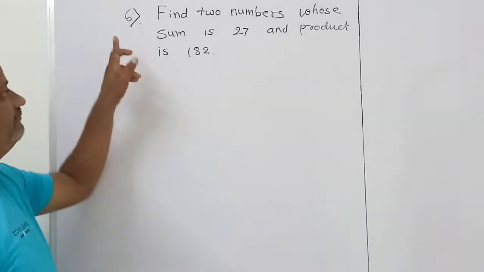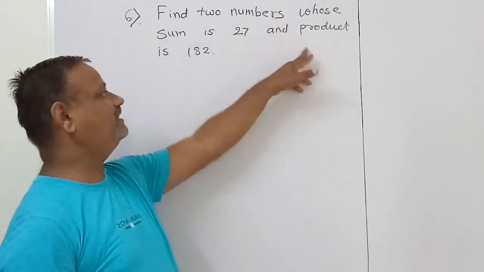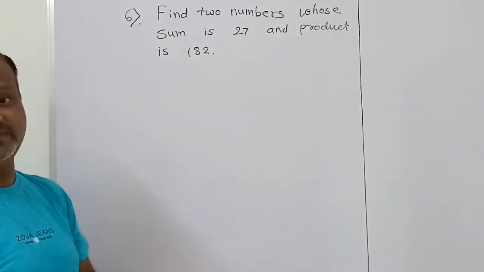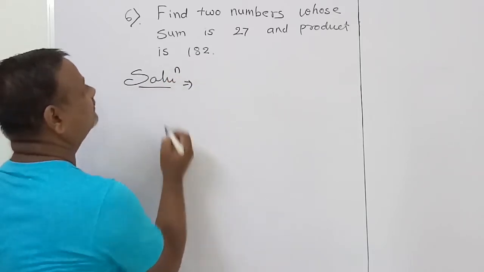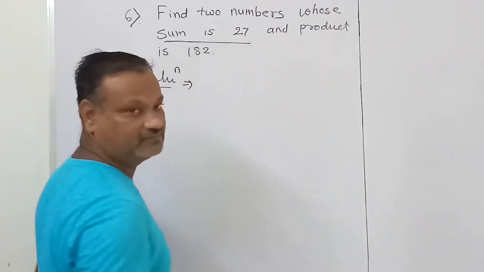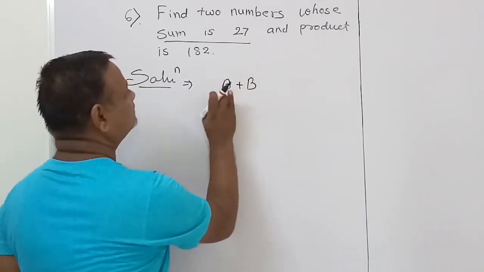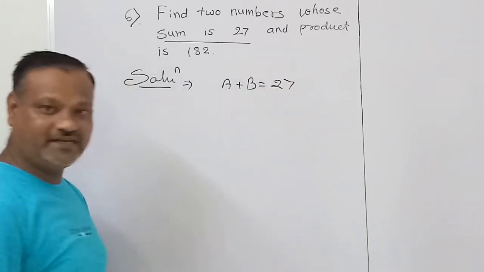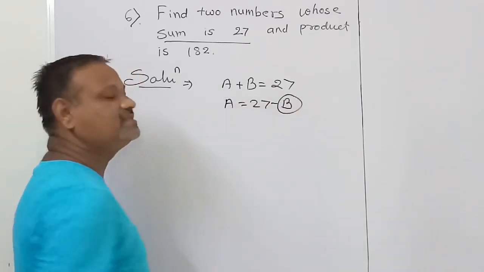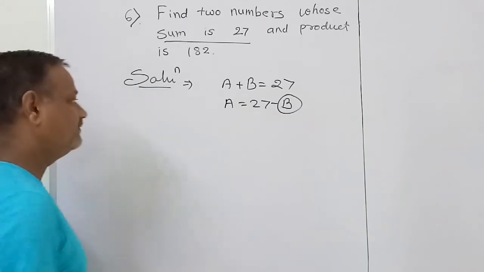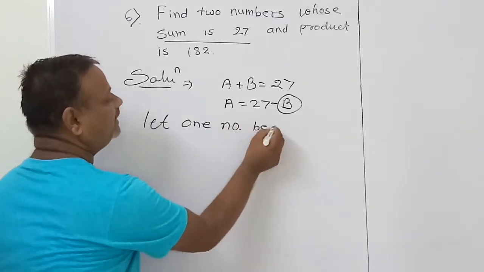Now next question, find the two numbers. You have to find two numbers whose sum is 27 and the product is what? 182. Therefore here we want two numbers. So what is given? The sum is 27. So if I consider two numbers a plus b, these are the two numbers. The sum is what? 27. Got it? Now a is equal to 27 minus b, so we consider the variable for b.